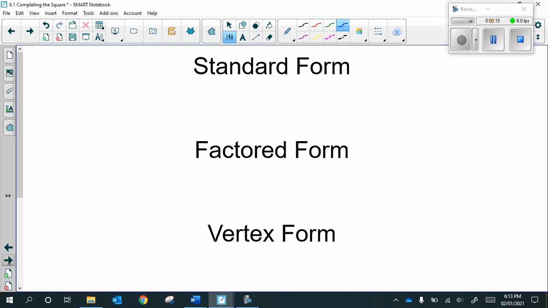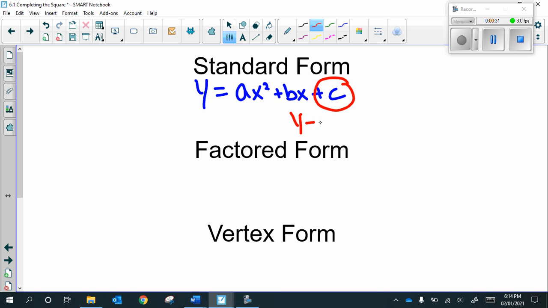So let's review. Standard form looks like y equals ax squared plus bx plus c. And standard form gives us a key piece of information, and that is that the y-intercept is our c value. So standard form tells us about our y-intercept. In terms of a word problem, that would be our initial value, or where the graph hits the y-axis.